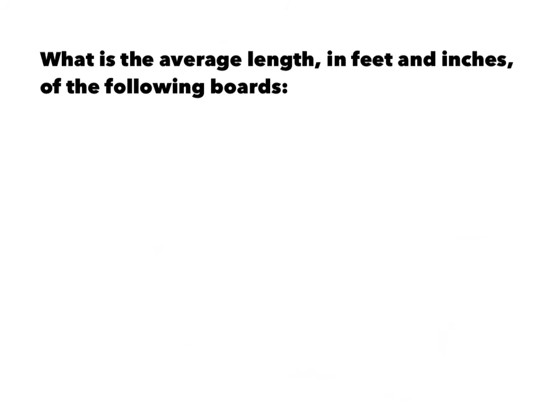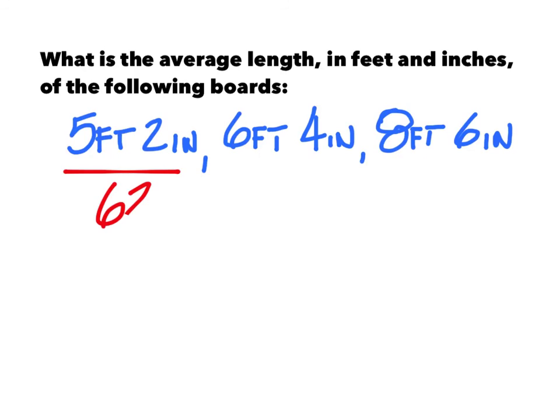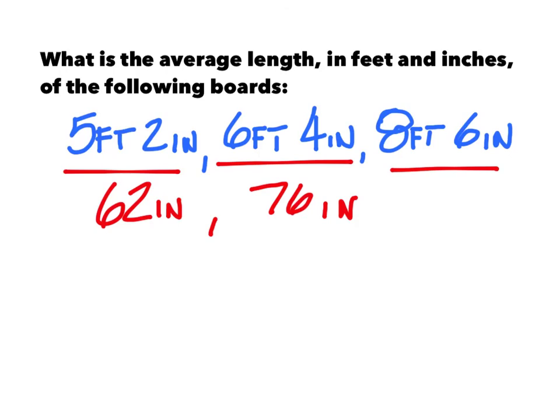What is the average length in feet and inches of the following boards? 5 feet 2 inches, 6 feet 4 inches, and 8 feet 6 inches. Alright, if I convert this one, I come up with 62 inches. This one is 76 inches. And this one is 102 inches.